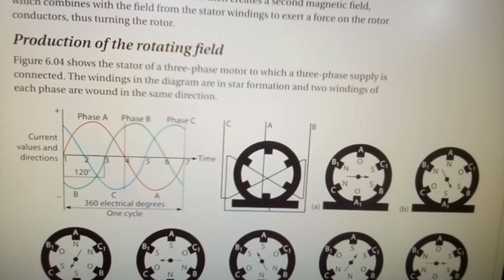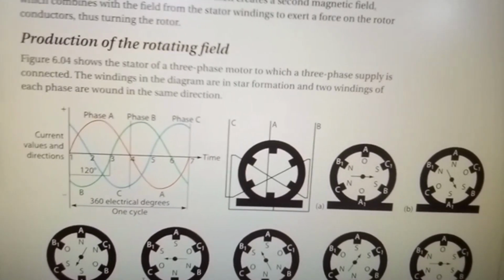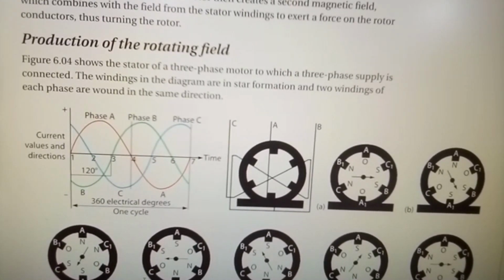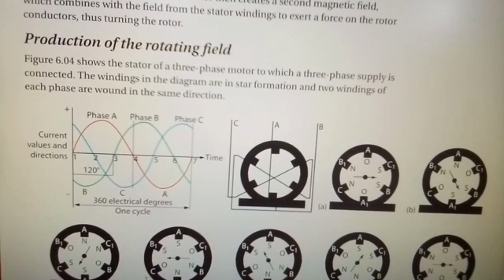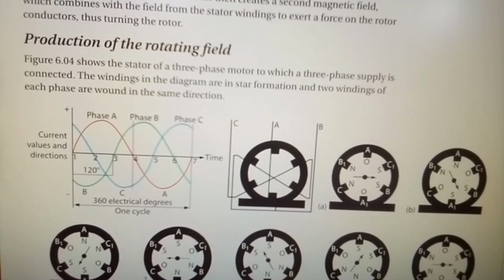Now here you can see your angles. If you read the text, it explains completely what it is doing, remembering that each phase is 120 degrees out of sync with the other phases, and that gives you your 360-degree rotation.